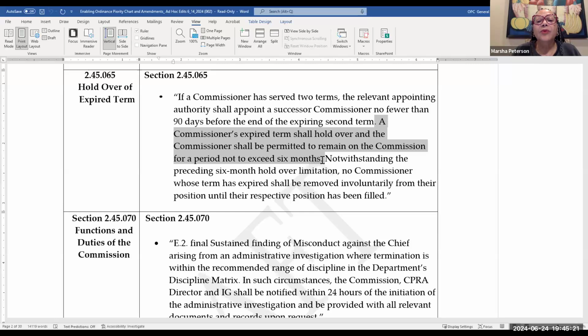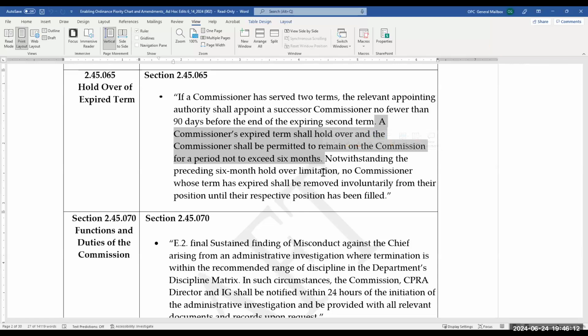It's not clear what we're talking about here, because "the commissioner's expired term shall hold over, and the commissioner shall be permitted to remain on the commission for a period not to exceed 6 months." I think that's still a problem. I gave my case as the example. Unless we're just referencing this to if someone is serving 2 terms. But that again conflicts with the charter. If you have this "not to exceed 6 months," even if you're talking about someone on a second term, that would have impacted our quorum. Regina would have to go, and then we would only have 4 people in Oakland. No, I thought Regina was okay until this October.